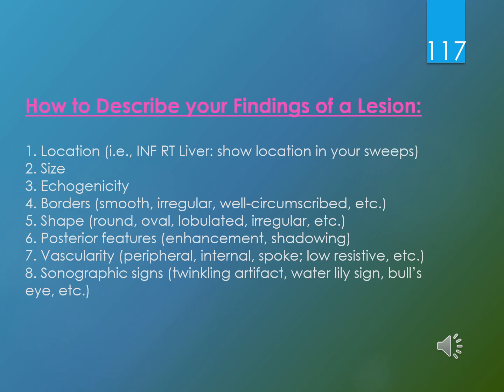Describe the posterior features. What's going on behind it? Does it have posterior acoustic enhancement, or does it have shadowing? Describe the vascularity. Is there peripheral vascularity, so around it? Is there internal vascularity? Is there a spoke sign? Is it low resistive Doppler? And then describe any of the sonographic signs. Do you get twinkling artifact with color? Do you see a water lily sign? Do you see a bullseye sign, etc.?